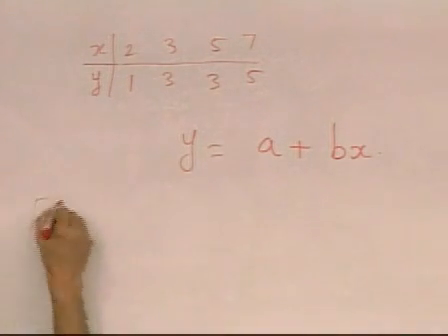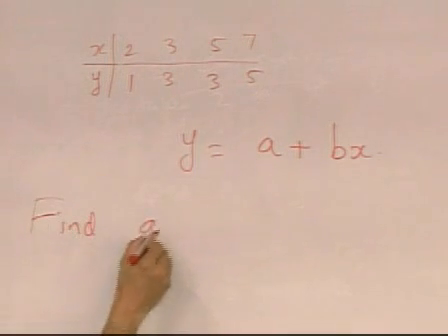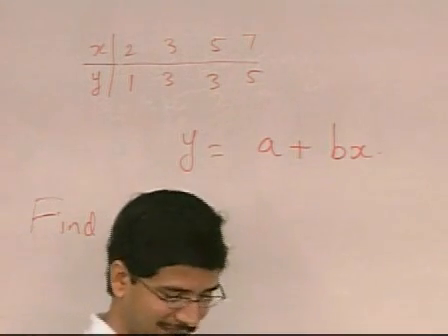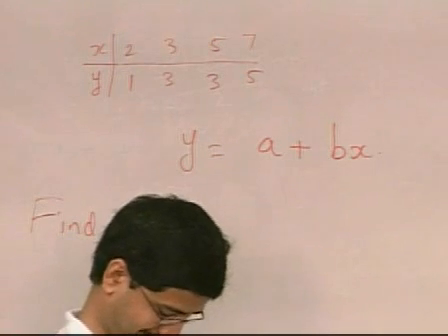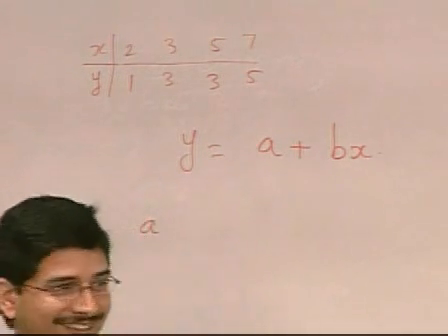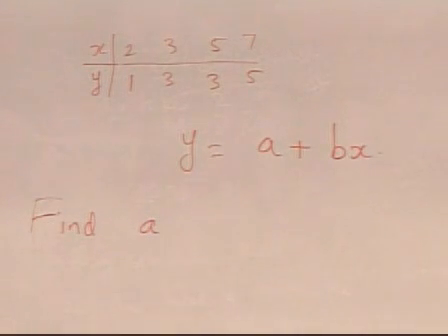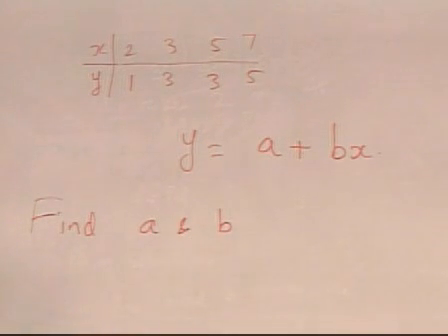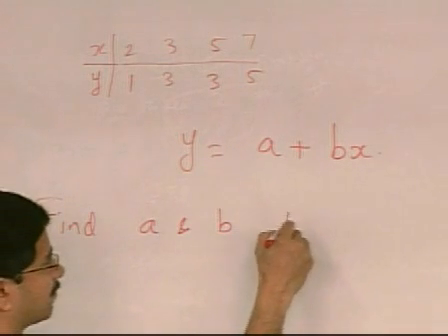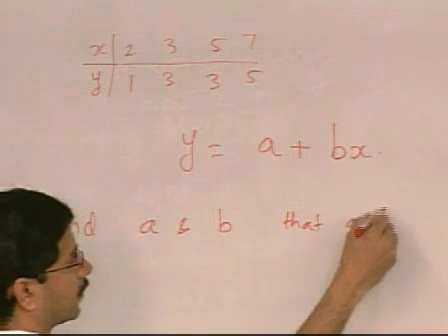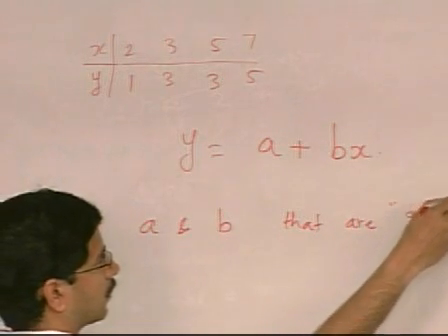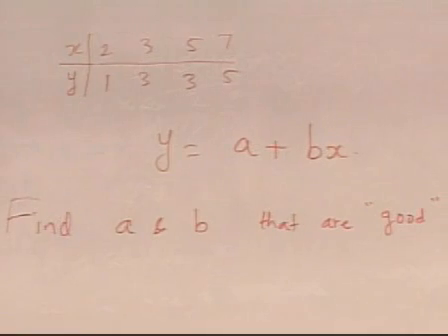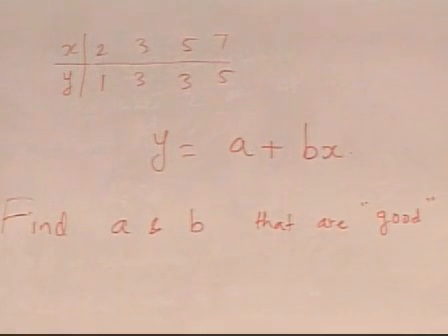Sorry? Thank you. Today is not a good day. I think I should just go home. Find A and B. Good. So you want to find values of A and B that somehow capture the relationship that you observe.